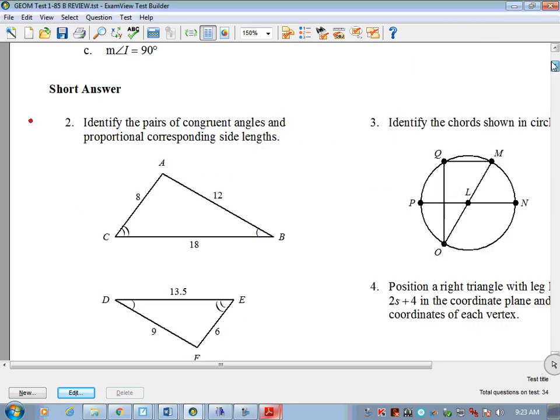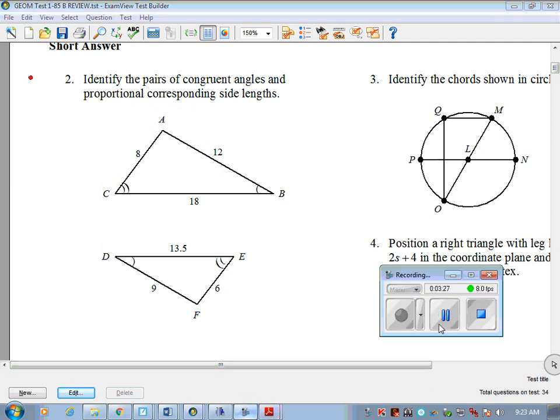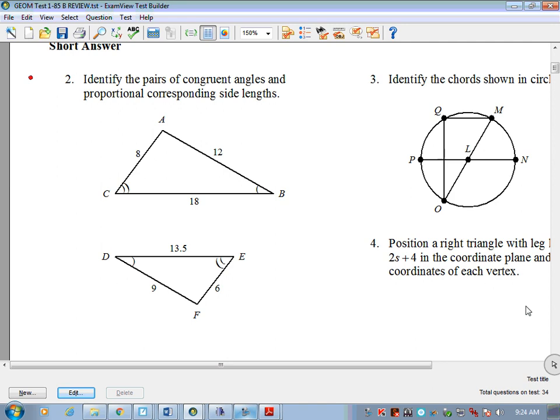All right, let's look at question number 2. Identify the pairs of congruent angles and proportional corresponding side lengths. So we'll look at this in relation to angles and sides. All right, so let's start over. It wants us to identify pairs of congruent angles. Okay, pairs of congruent angles.